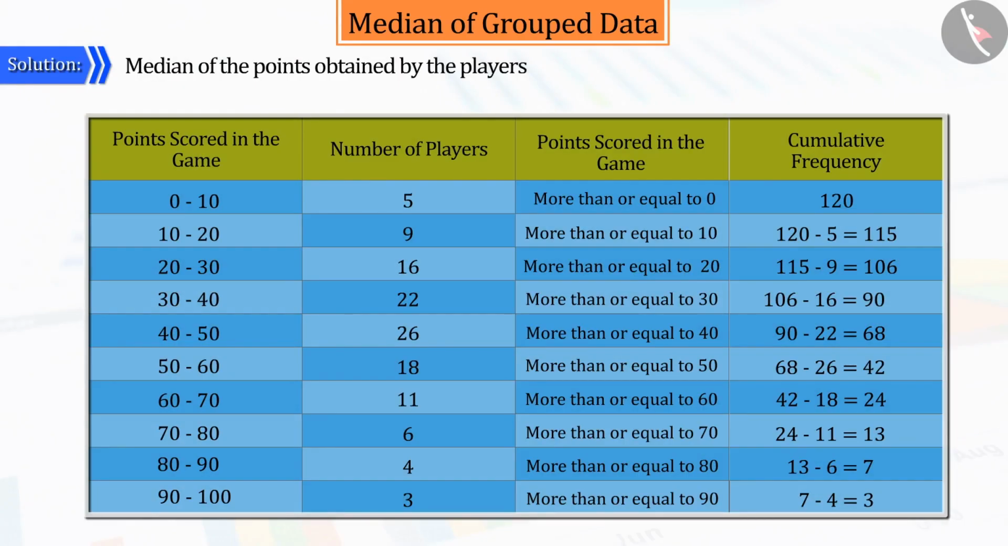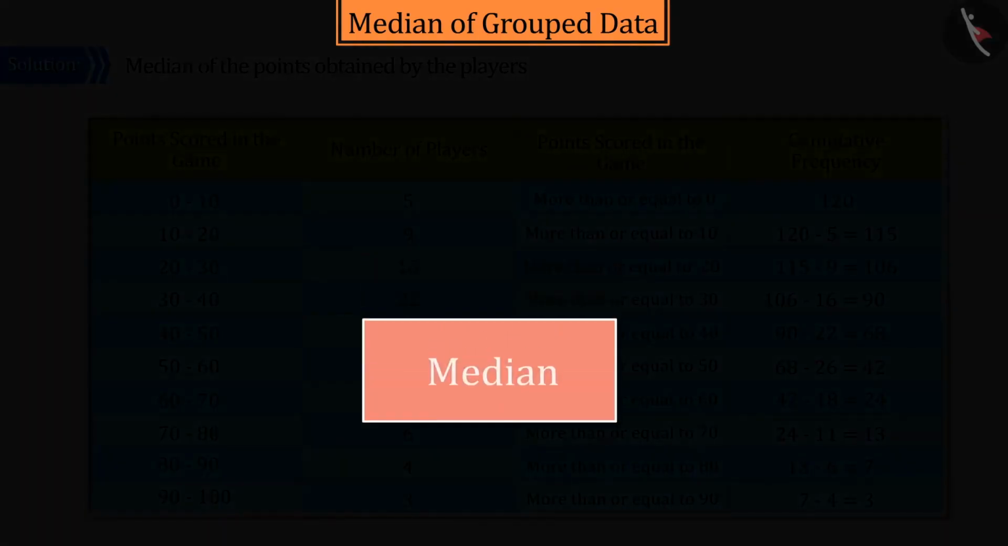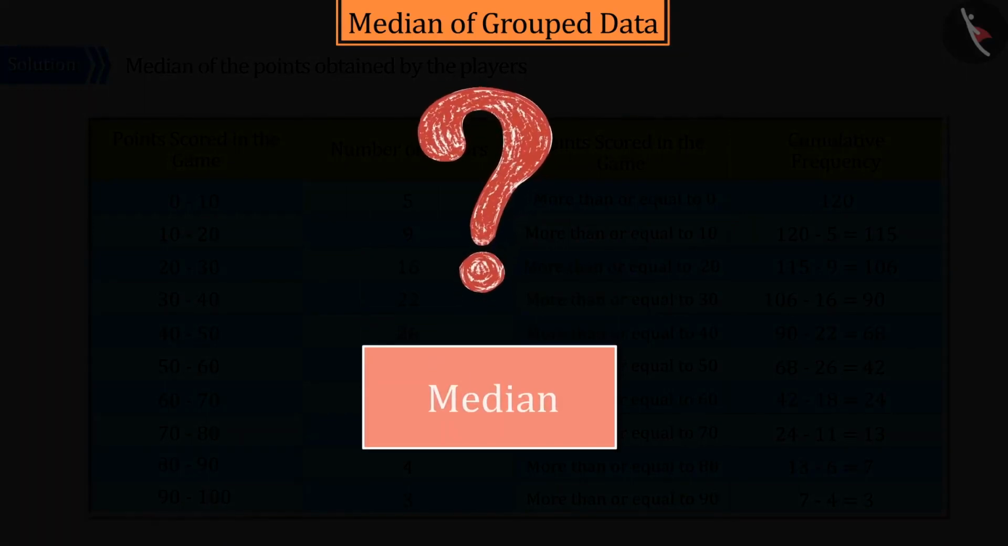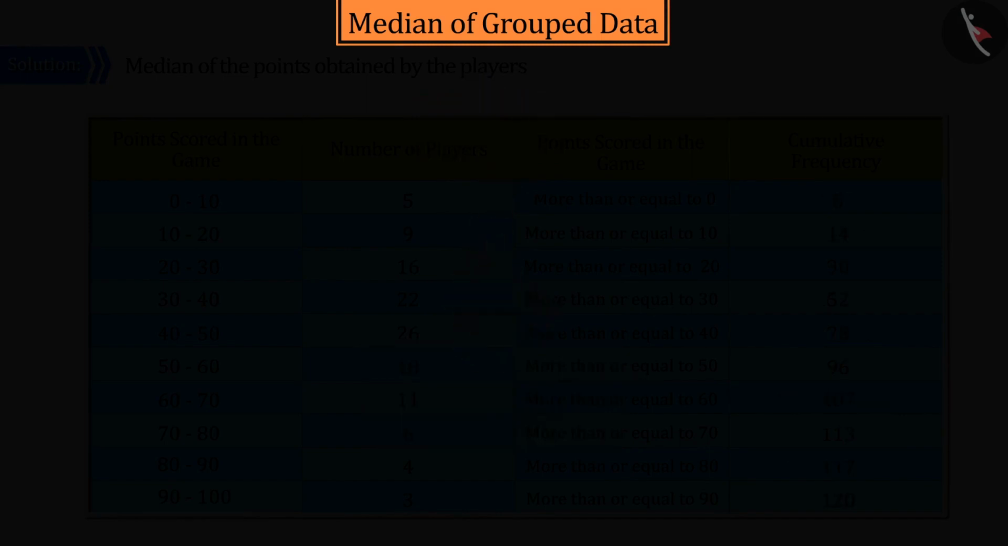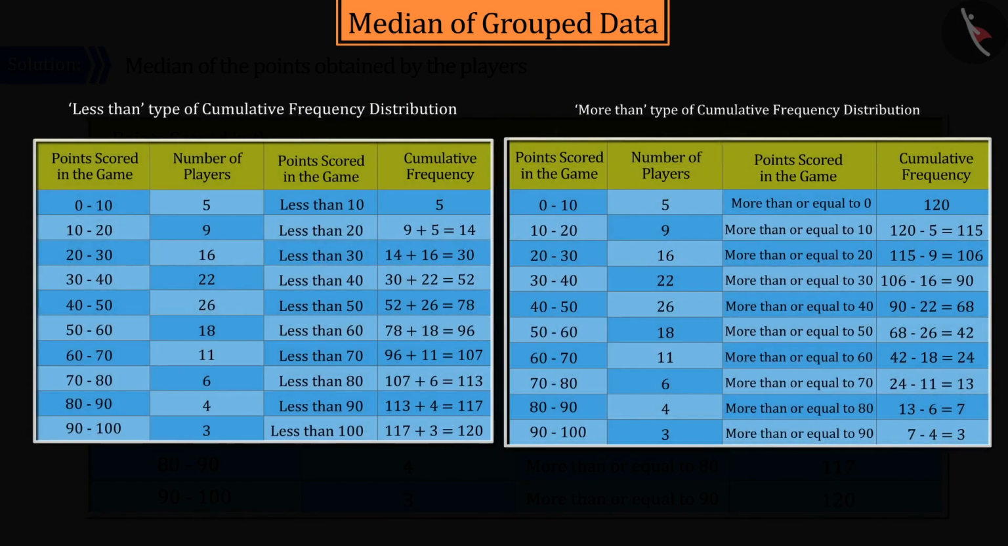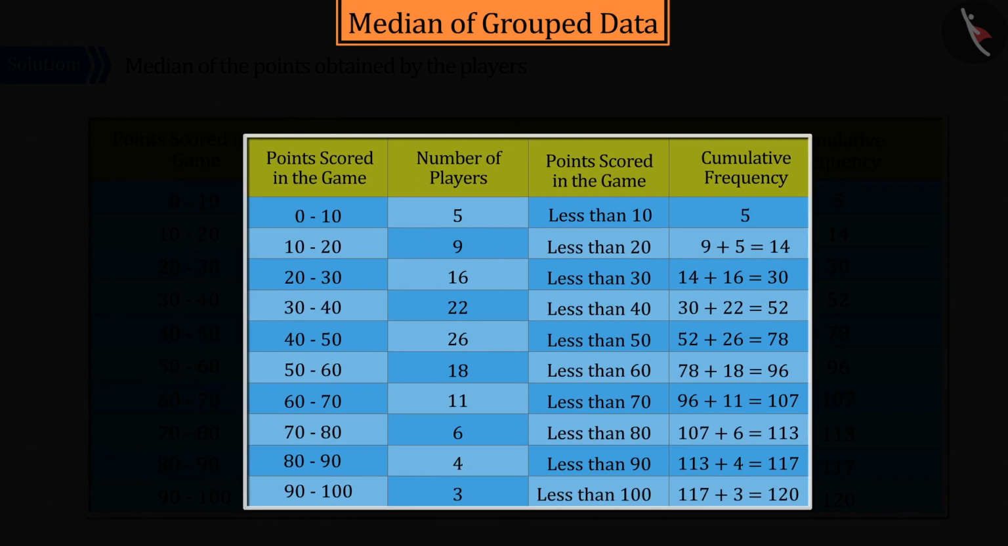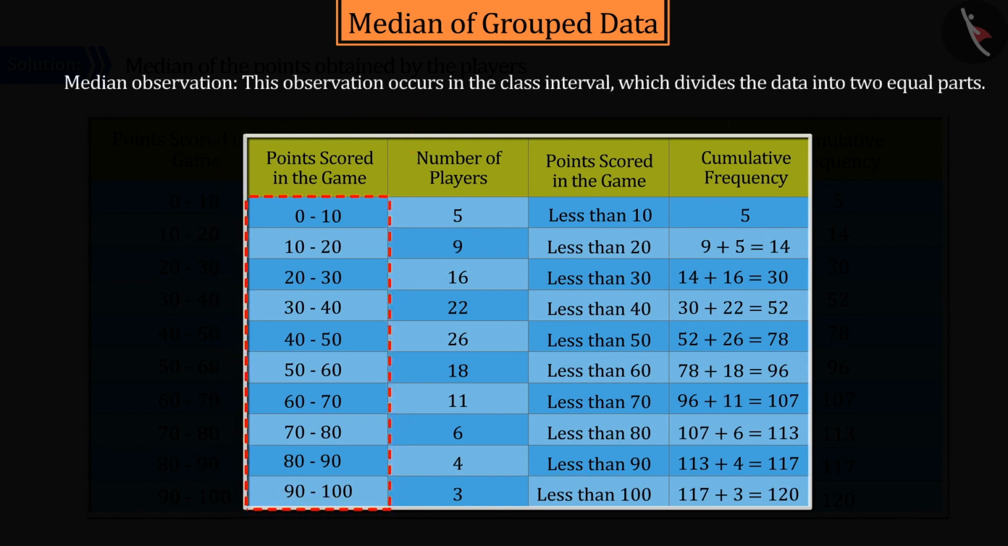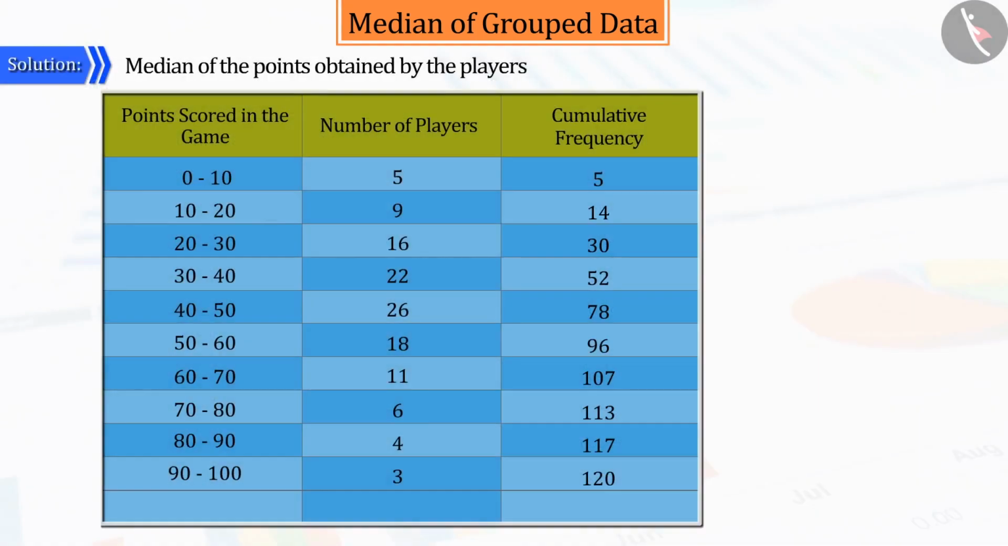Since we have to find the median of the given data, so can you tell what we need to do for this? Absolutely correct. Use either of the above cumulative frequency distributions to find the median. Here, let's select the less than type of distribution, with the help of which we will find the observation that is at the center of the grouped data, which divides the data into two equal parts.